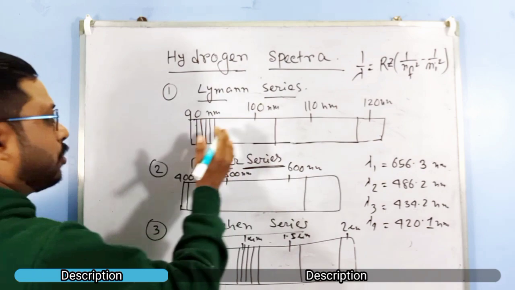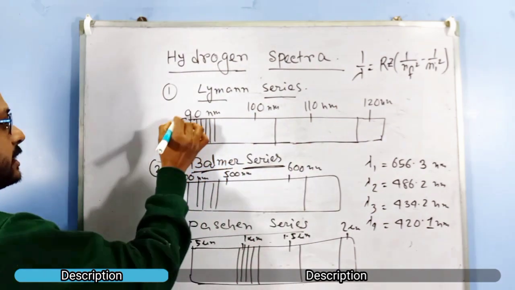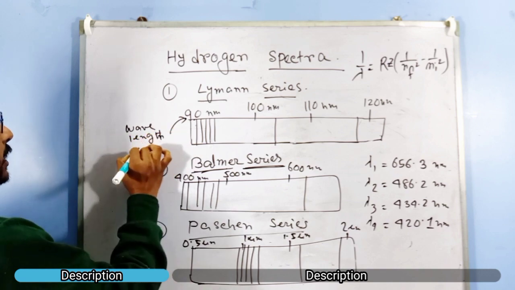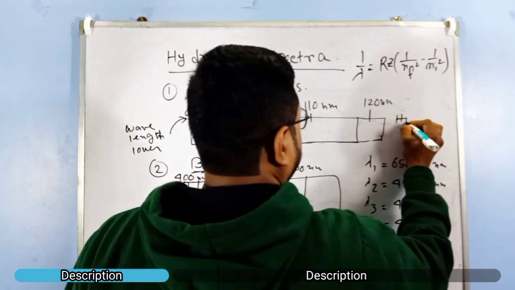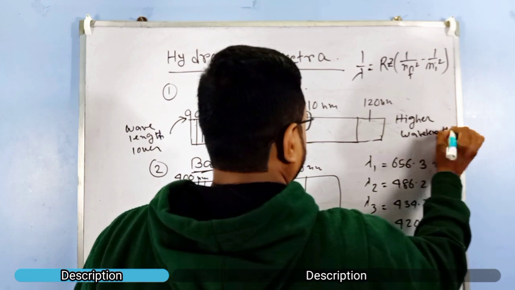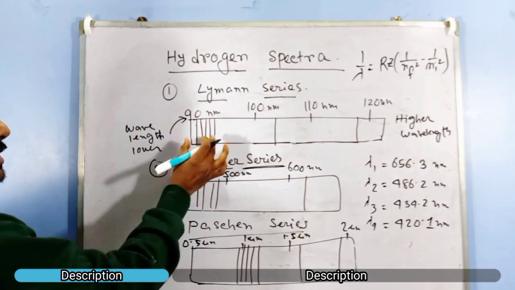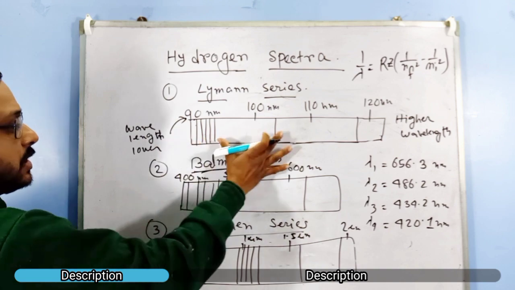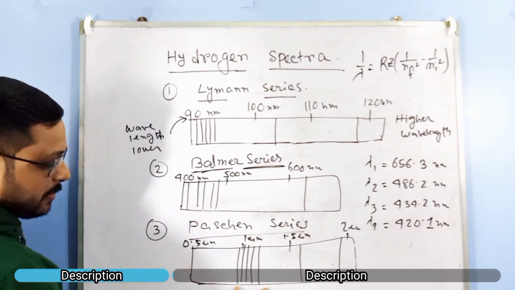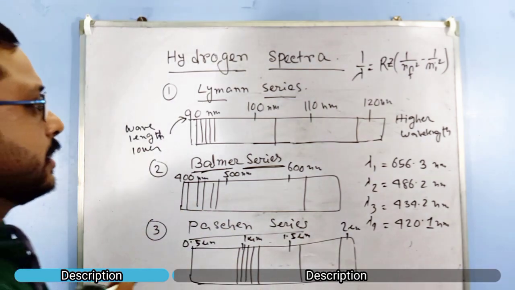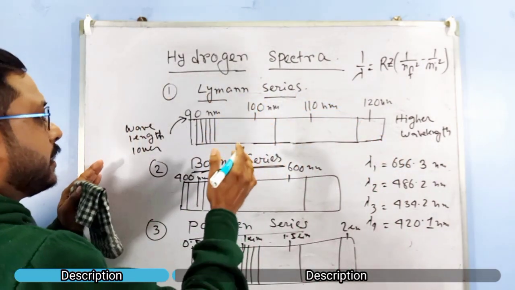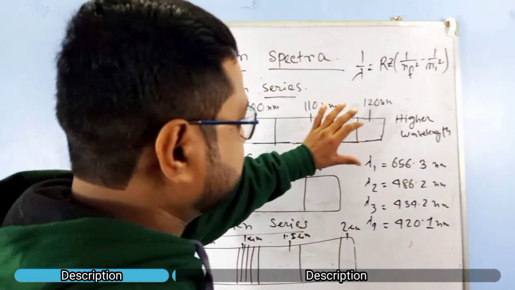From this picture we see that as we go from the lower wavelength side to the higher wavelength side, the space between the lines decreases. Look, the gap is less here, more here, and more again, then less, and still less, and after a certain value they do not show those wavelengths.